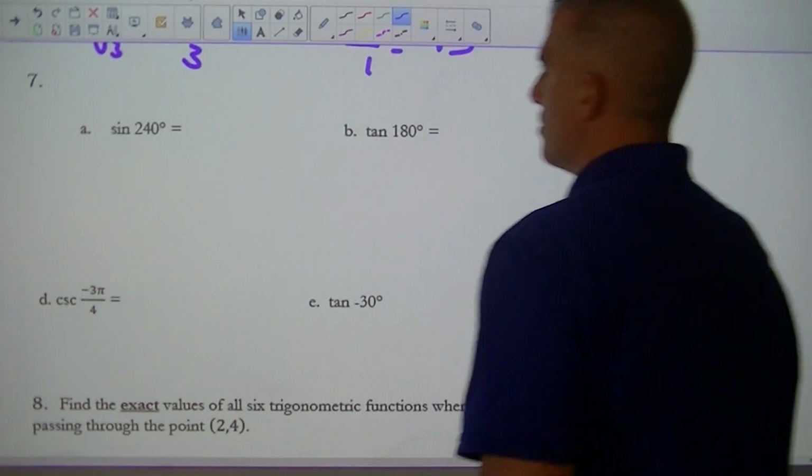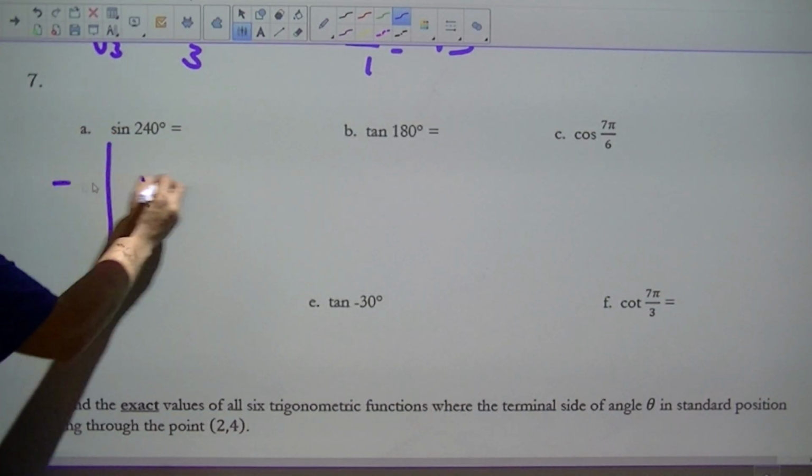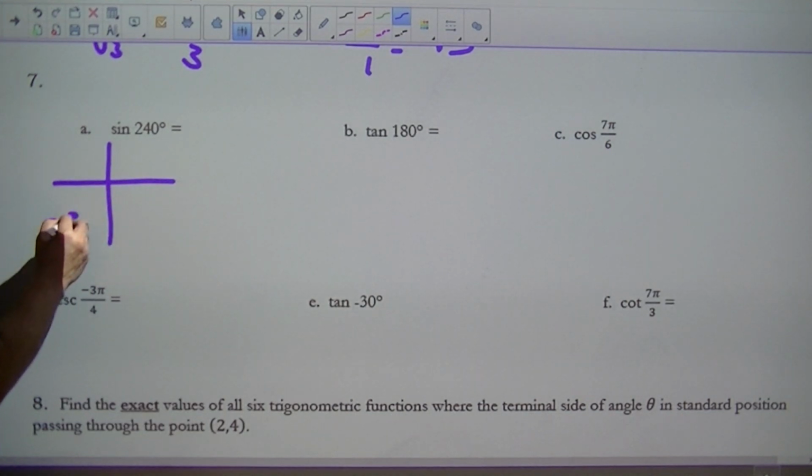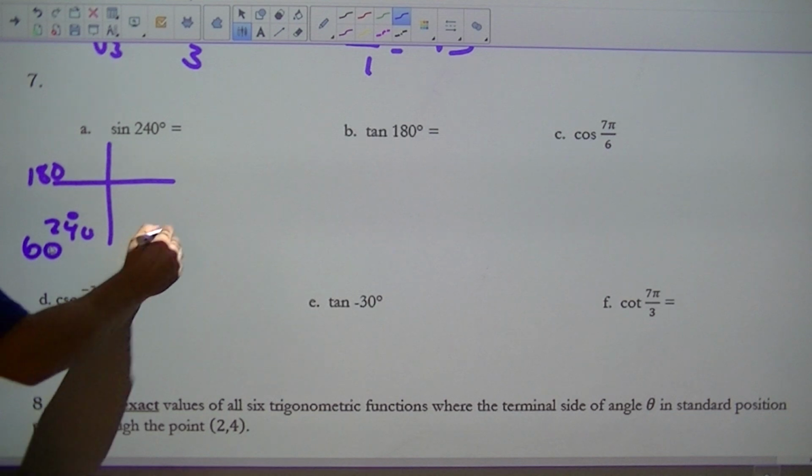All right, last bit with the unit circle. So rapid fire ones. Okay, 240 would be down in here. So I would be comparing to 180, so that's going to be a 60-degree reference angle.